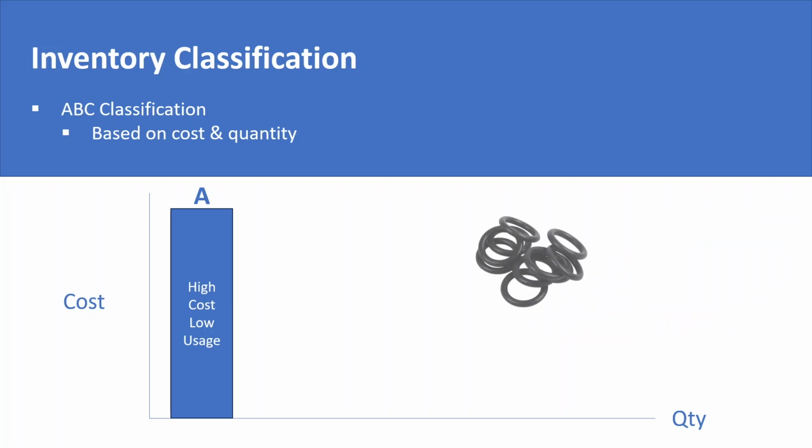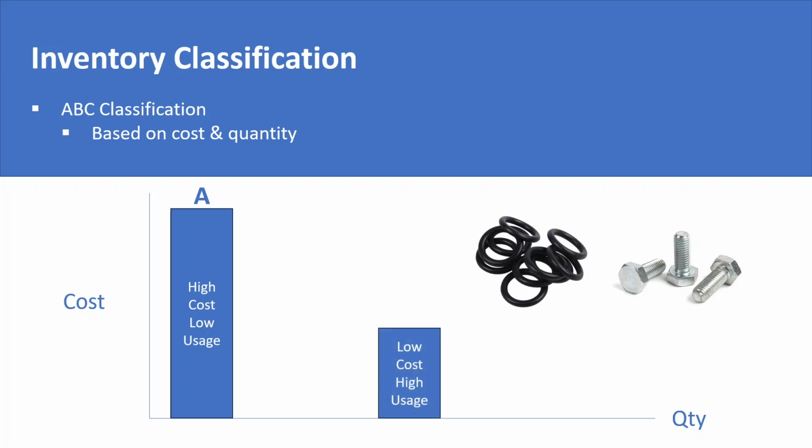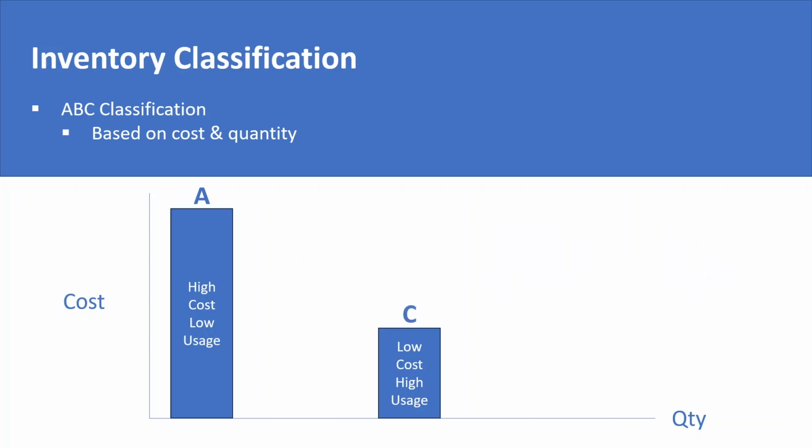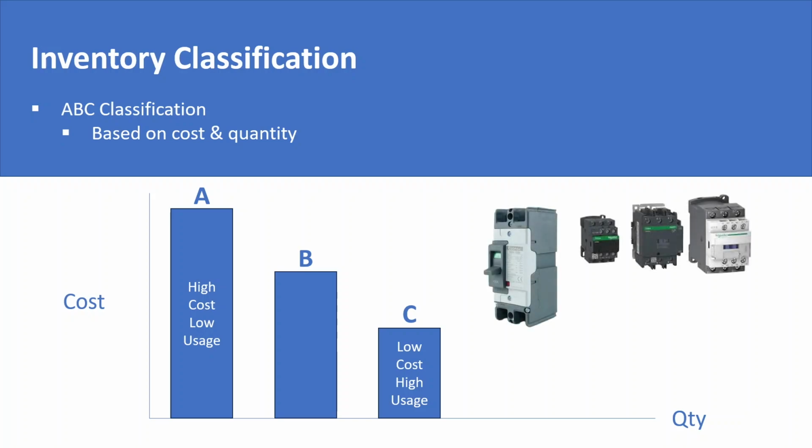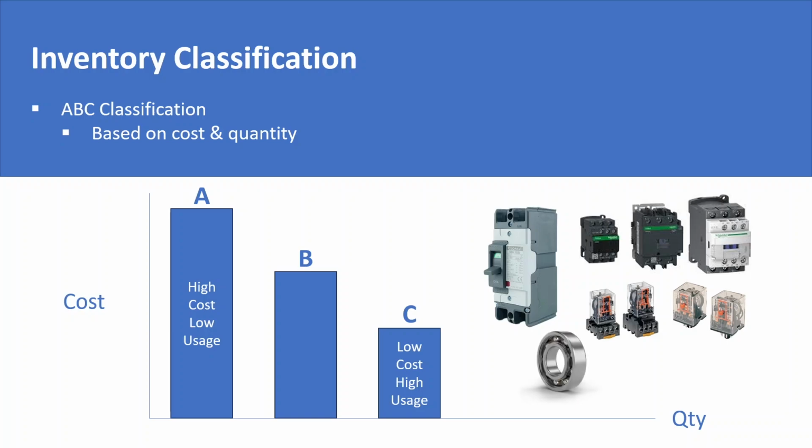Then there are spare parts such as rubber seals, O-rings, nuts, bolts, and screws, etc. Their cost is low, but they get replaced a lot and are therefore needed to be stored in large quantity. Such items are called Category C items in ABC classification. Finally, items that fall in between Category A and Category C are Category B items. They can include items like circuit breakers, electrical contactors, relays, and ball bearings.